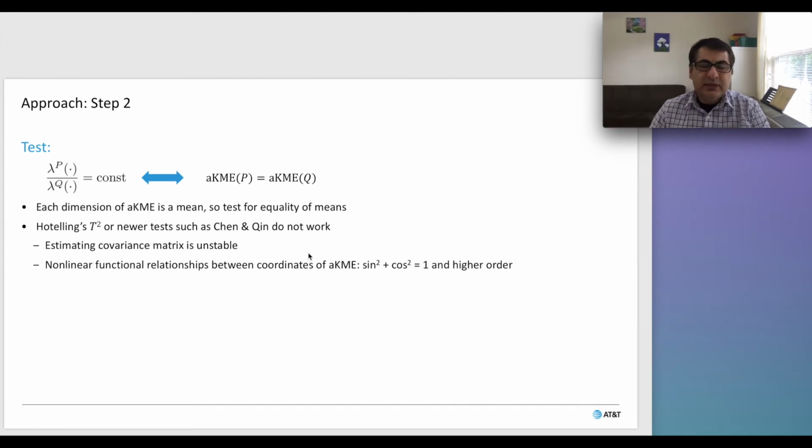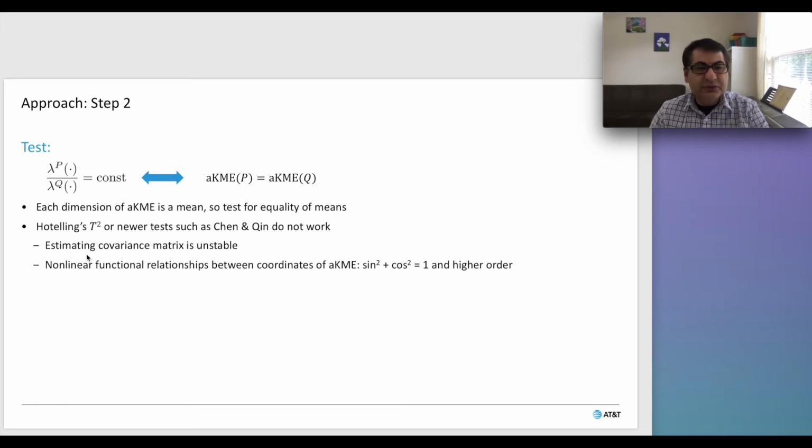Now, as we said, because of the connection to the maximum mean discrepancy, our original test boils down to testing whether the ACMEs are equal. A nice thing about the construction is that the ACME itself is a mean, so we're testing for equality of means. And here you could think we could just go ahead and use classical tests such as Hotelling's t-squared or newer tests that work in high-dimensional settings. Unfortunately, these approaches do not work.